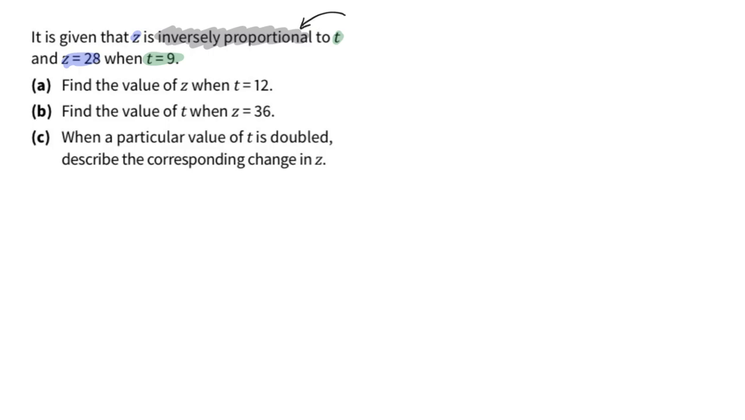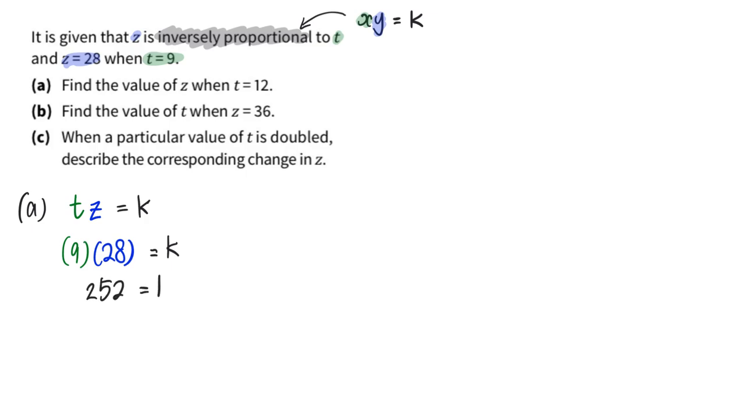Knowing that they are inversely proportional to each other does help, because this is actually the general equation, and in this context I would then be able to apply them accordingly, meaning that my T times my Z will be equal to K. We are also given the value of T and the value of Z, and that will enable us to find the value of K. So in this case, K will be equal to 252. So we have our equation, very important.